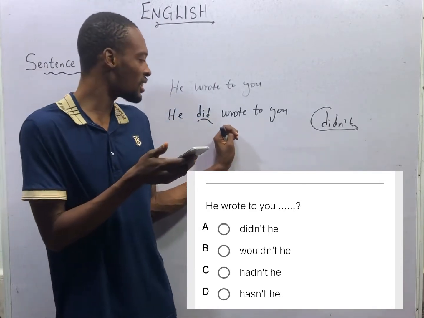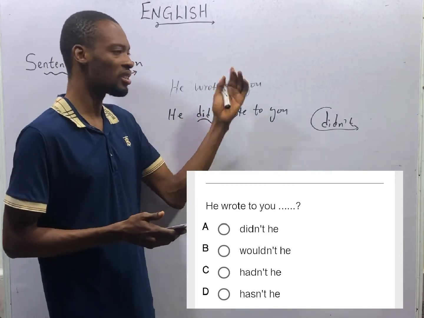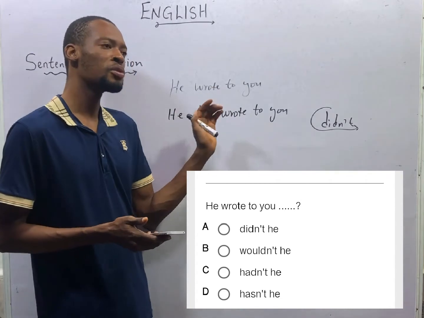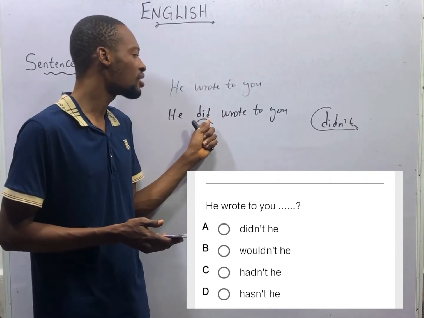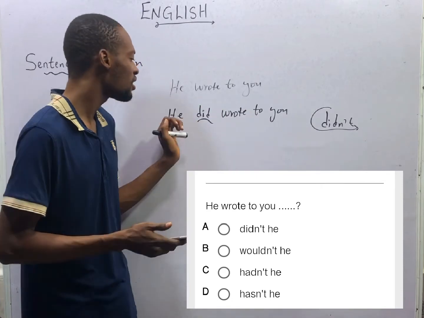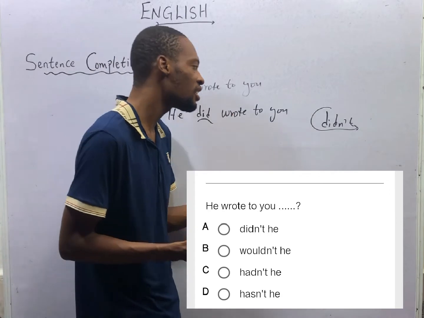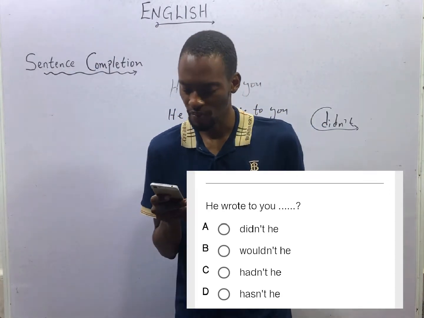Now, when there is no auxiliary verb, like I told you, then you should use do, does, or did. He wrote to you. There is no verb for us to get the opposite. But deep inside here, there is a hidden did. He wrote to you is something he did. He did write to you. So, didn't he? A is the correct option.